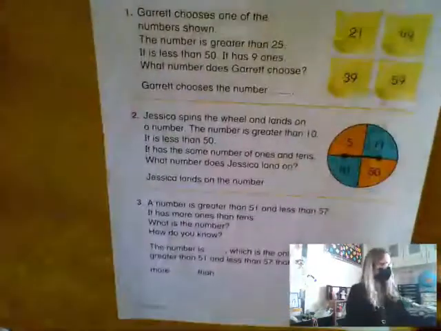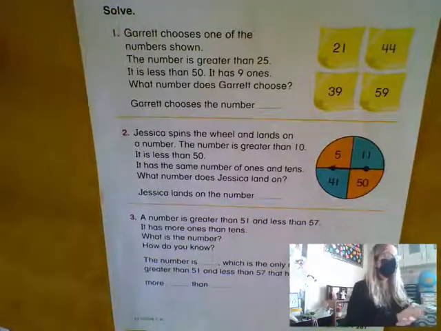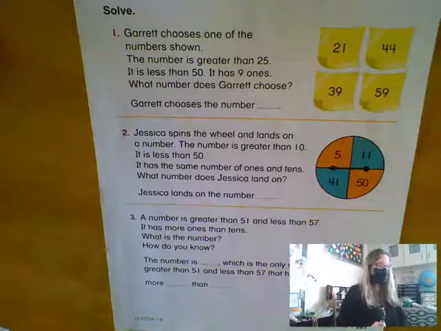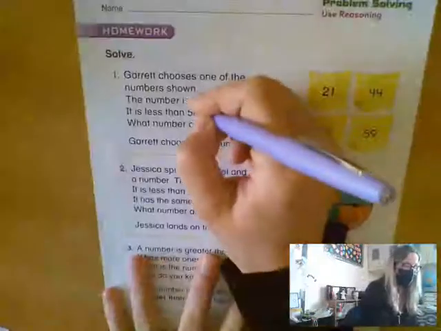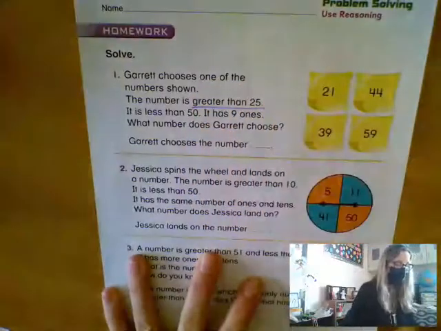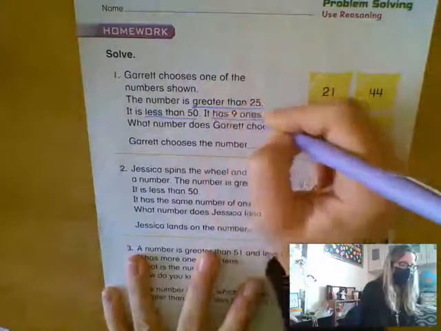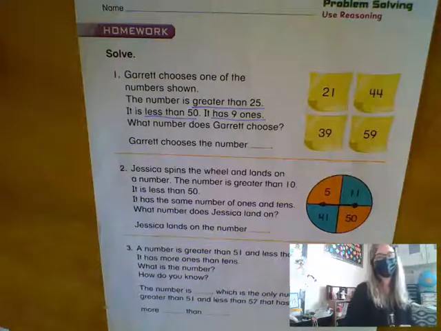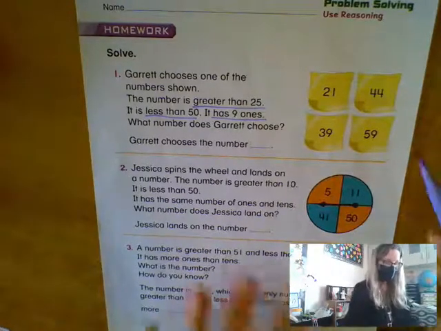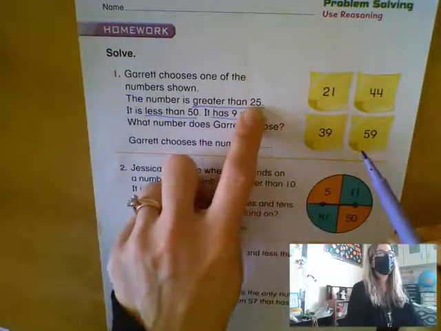Let's go to the top of 281. This is the last page. It says Garrett chooses one of the numbers shown. We don't know which one. It's greater than 25, so underline greater than 25. It's less than 50. It has 9 ones. So, Austin, walk us through this. If you were on your own on a test, what would you do? So, this is what I would do. I would know that this has to be greater than 25, less than 40.